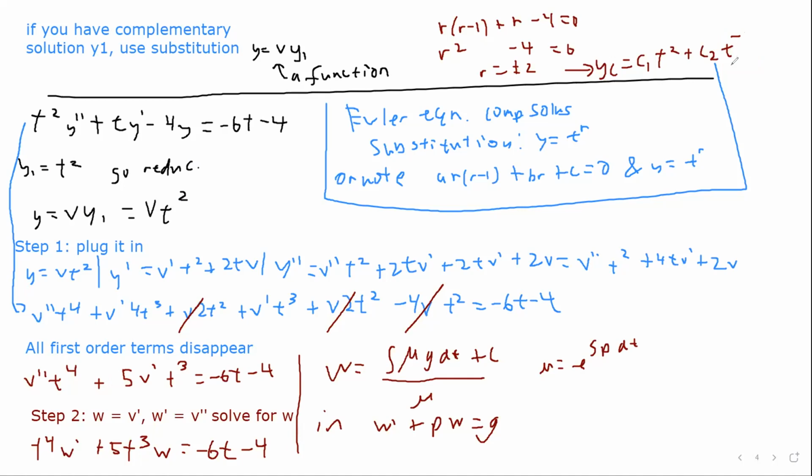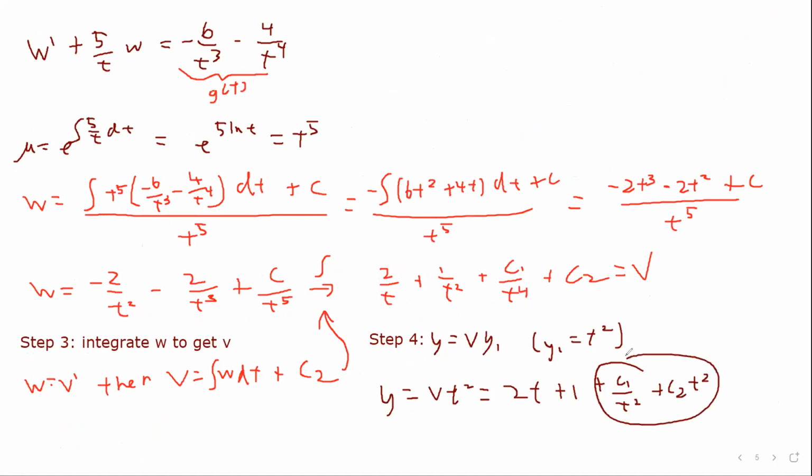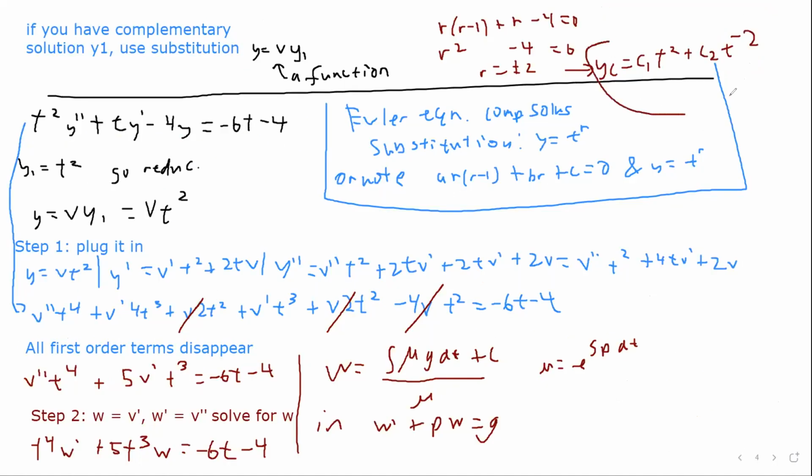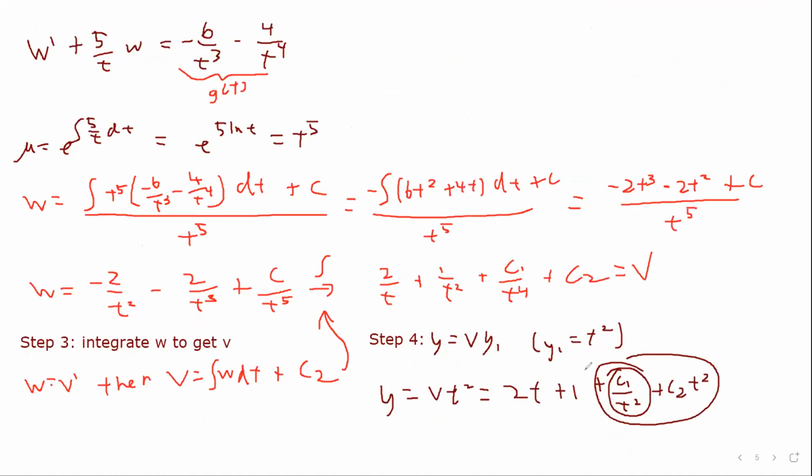Well, t to the negative 2 is 1 over t squared. So this is yc. Do you agree? This is also yc, because t to the negative 2 is right here. Do you agree?